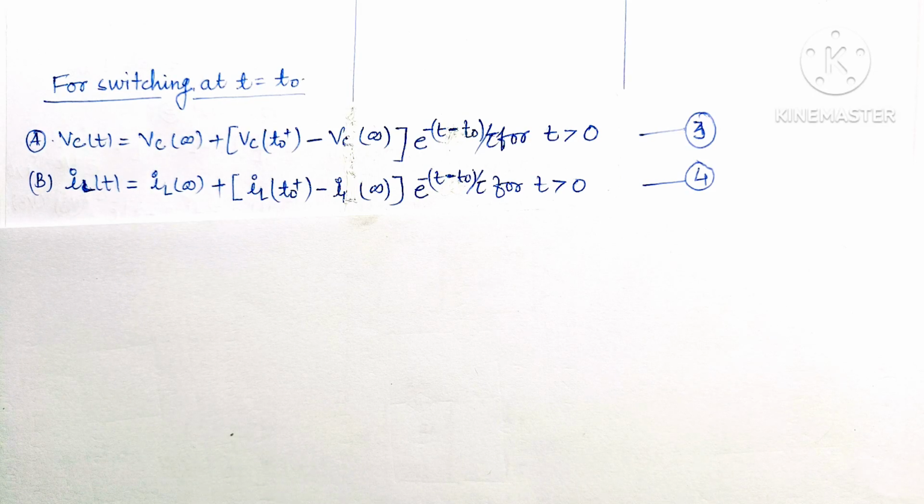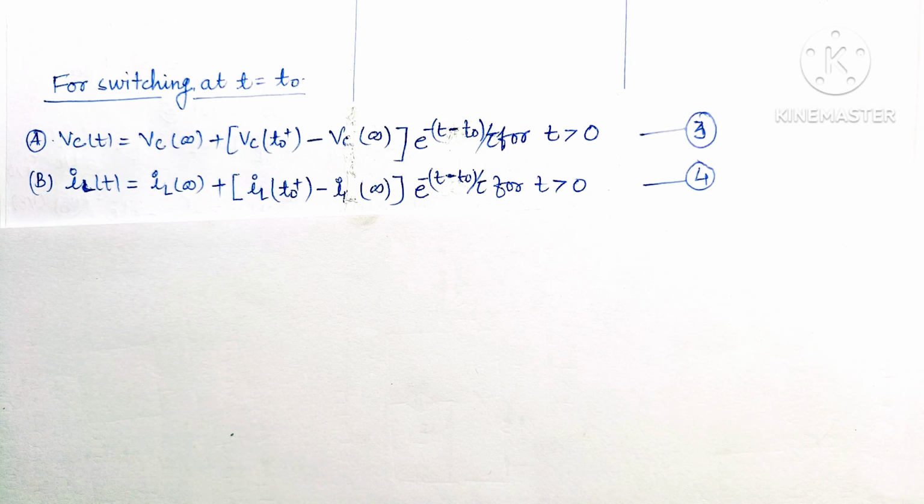In our previous video, we have seen that if switching was happening at t is equal to 0 in an RL and RC circuit, then how can we calculate capacitor voltage or inductor current for t greater than 0? In this video, we will see that if switching is happening at time t is equal to t naught, then how can we calculate the voltage across capacitor or current through inductor for t greater than 0?